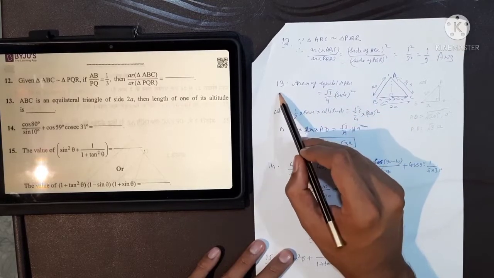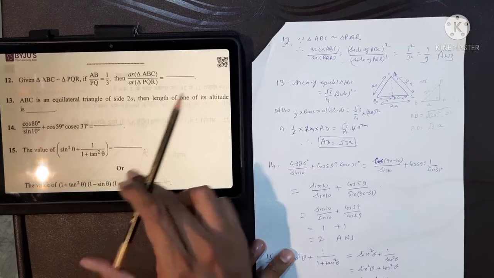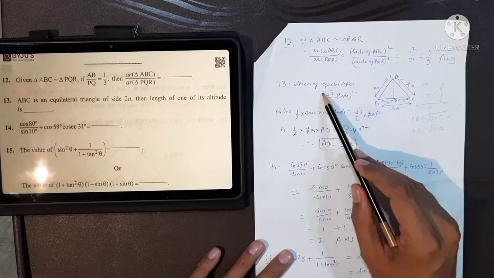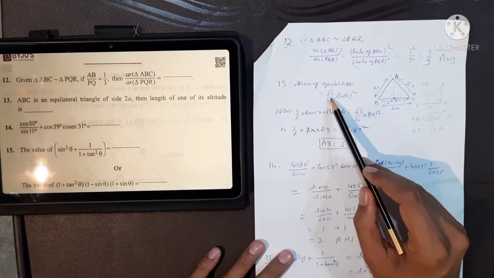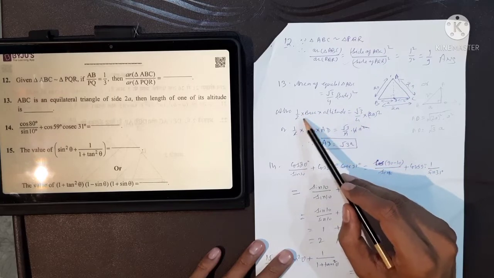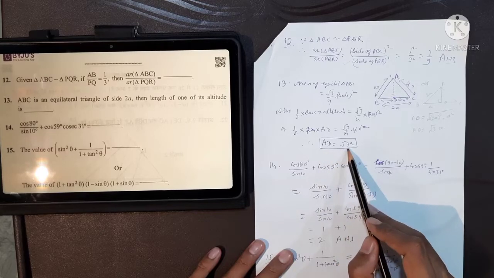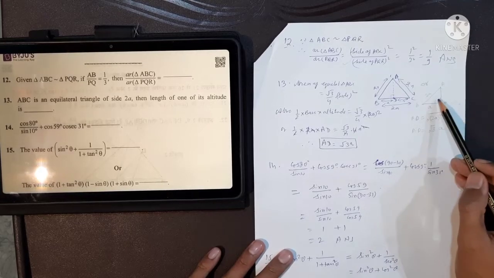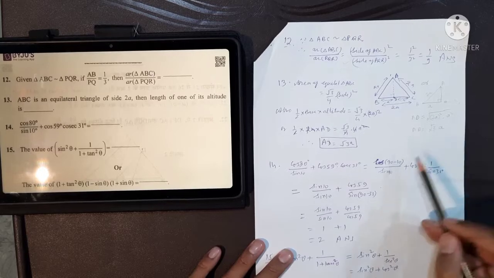We move on to question number 13. We have an equilateral triangle whose side is 2a. Then we have to find the length of its altitude. One of the methods is this, by taking the area of an equilateral triangle, as we know, is equal to root 3 by 4 into side square, and then equating it with 1 by 2 into base into altitude, and upon solving we get AD is equal to root 3 a, or alternatively we can use Pythagoras theorem and we can solve it to get AD as root 3 a.